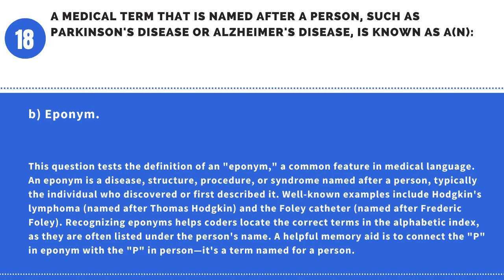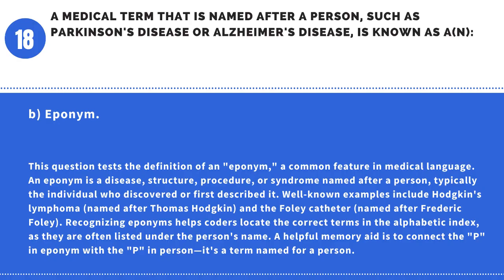Answer: B. Eponym. This question tests the definition of an eponym, a common feature in medical language. An eponym is a disease, structure, procedure, or syndrome named after a person, typically the individual who discovered or first described it. Well-known examples include Hodgkin's lymphoma, named after Thomas Hodgkin, and the Foley catheter, named after Frederick Foley. Recognizing eponyms helps coders locate the correct terms in the alphabetic index, as they are often listed under the person's name. A helpful memory aid is to connect the P in eponym with the P in person. It's a term named for a person.